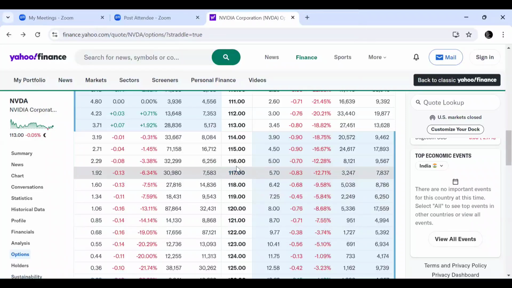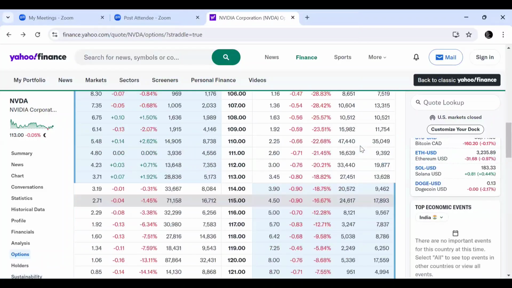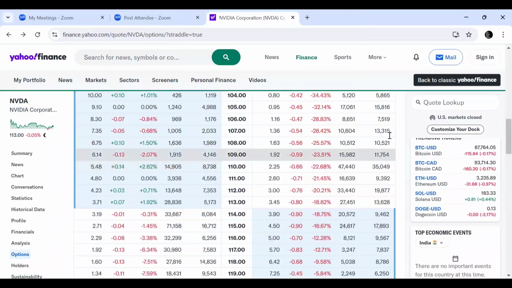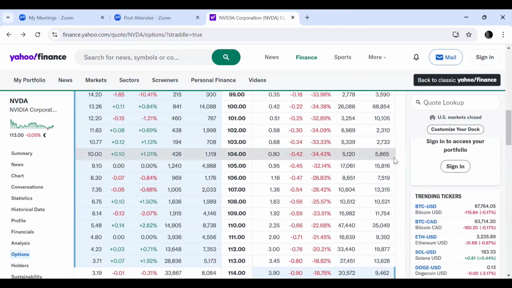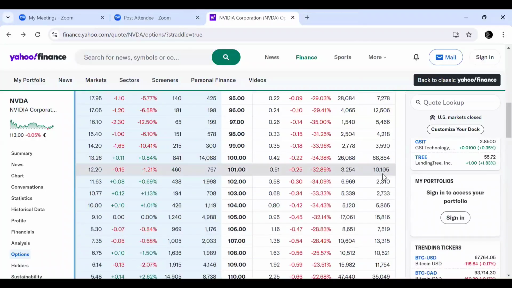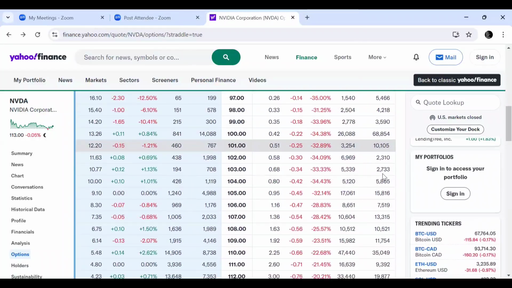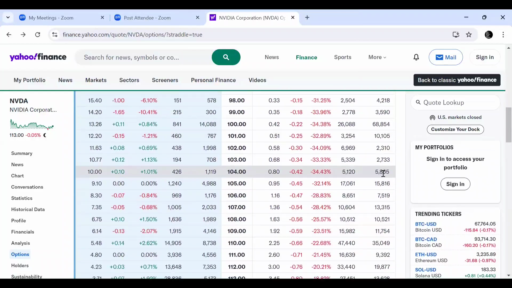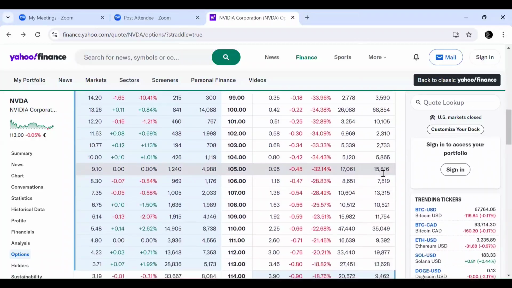In essence, what I'm trying to tell is, here you can see at $113 there are more contracts, 87,000 at $122 and $120. So what these people will try is to push the Nvidia price up to $122. And at the same time, there are very high contracts at $110 and $100, 68,000 contracts. And these people will try their best to push the stock price from $113 to $100. So at the end of the day, who will win between these two?